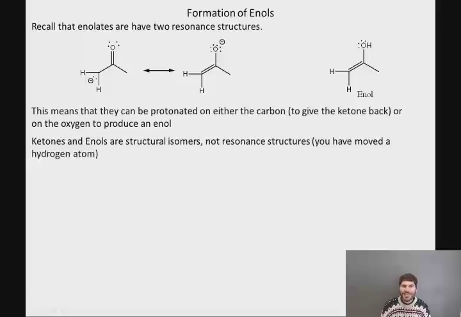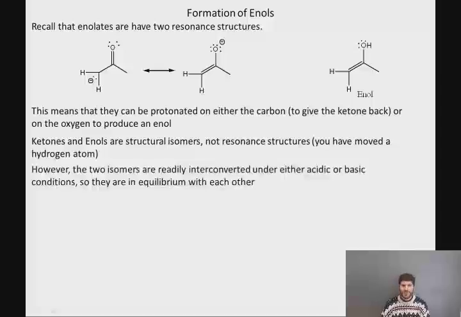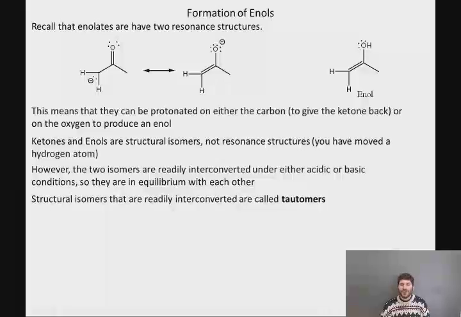Now, ketones and enols are structural isomers. They are not resonance structures. Yes, you've moved electrons, but more importantly, in going from one structure to the other, you have moved a hydrogen atom. And once you move atoms, they are not resonance structures. However, even though they're structural isomers, they are readily interconverted under either basic conditions, as we have just seen, or under acidic conditions, as we will see in a few minutes. So the 2 forms are in equilibrium with each other.